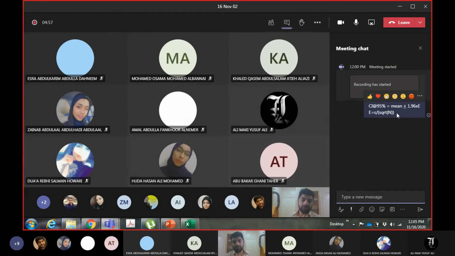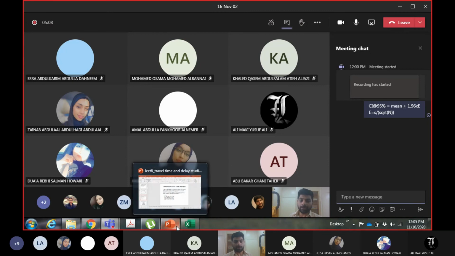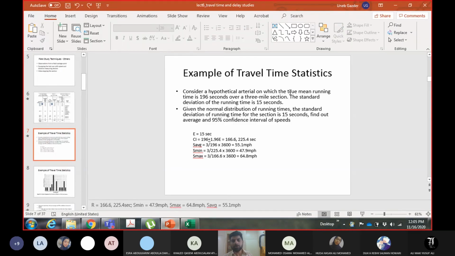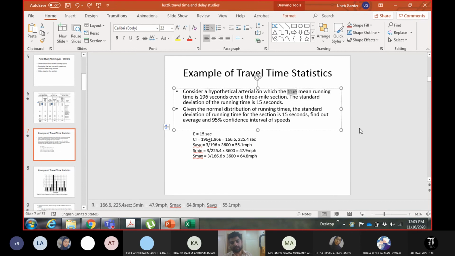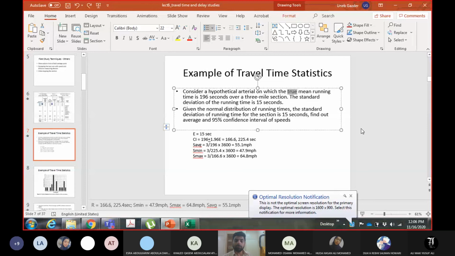In this equation I have the mean, and I need E. For calculating E, I need the standard deviation, which they have given me as 15 seconds. I need N as well, but the number of samples is not given. Then how do I calculate E? Going back to the question, you see they are using the words true mean running speed. Whenever we use the word true, it means this is for the whole population. True mean running time, true mean speed, true mean travel time: anything with which you use the word true is for the whole population.